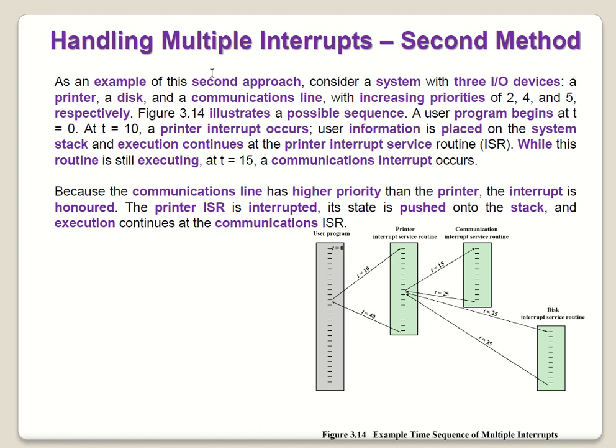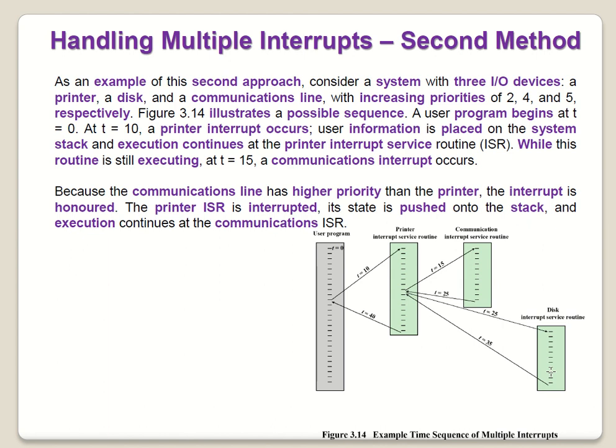So what is the second approach? Consider this. There is an example given here. Can you see those examples in this diagram? You may understand this one. Let's look into this explanation here. Assume a system with 3 IO devices. What are the IO devices? The printer is one IO device, with its own interrupt service routine. Then the communication line, with its own routine, and then the disk. So there are 3 devices.